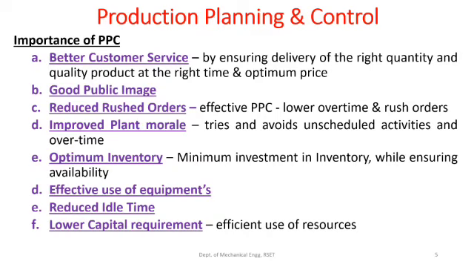Then PPC also ensures effective utilization of equipment. It reduces idle time of man and machine, both equipment and machine. The amount of time that they sit idle or without being involved in any productive activity can be reduced by proper production planning and control. And finally, it lowers the capital requirement, because proper production planning and control leads to efficient utilization of resources where the wastage is kept to as minimum as possible. So that leads to lower overall capital requirement.